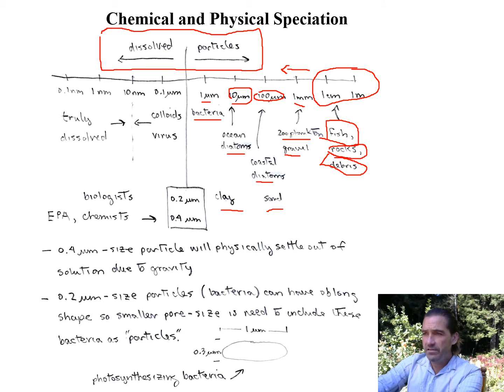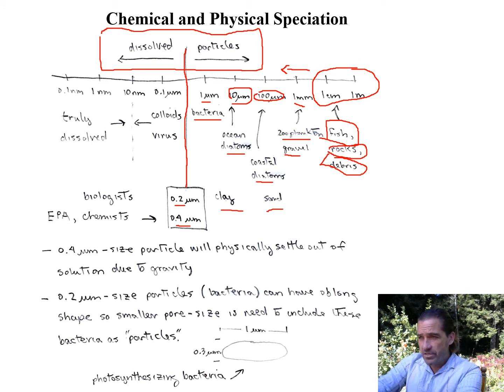And so it's at this division here at either 0.2 or 0.4 where scientists have decided that is the difference between a particle and something that is dissolved. So remember when we talked about weathering, we had the dissolved solids and the suspended solids. So this is the division between suspended and dissolved.